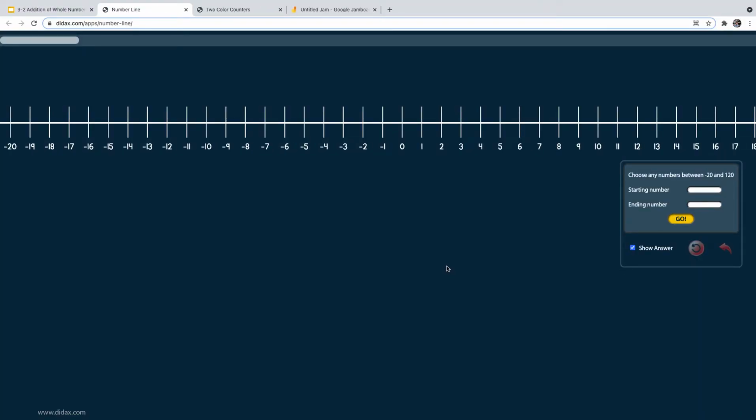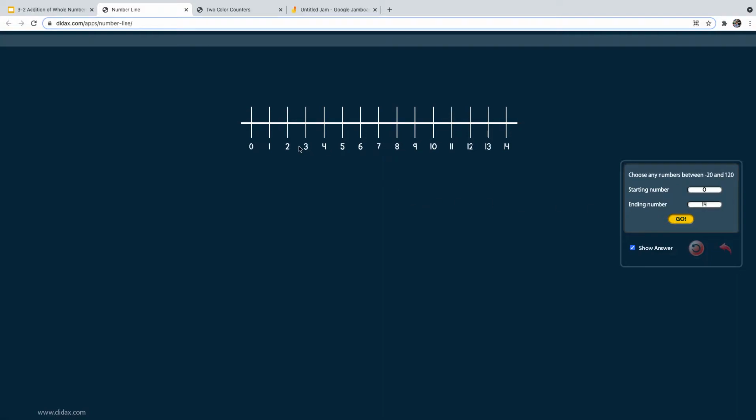And here's another virtual model that you can use, number line. So we can do the same thing. We're gonna work on only whole numbers. We have negative numbers here, that's integers, but we're not gonna do that. We're just gonna look at from 0, because we are working on the whole numbers. So I'm gonna just put 0 as a starting number, and let's look at only up to 14.